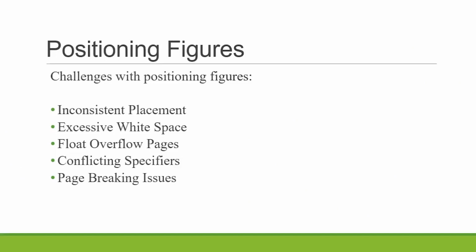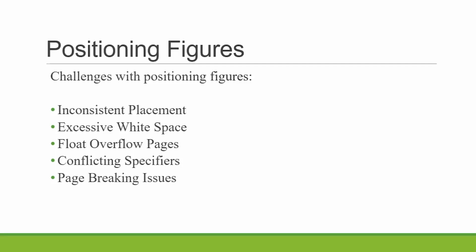While positioning figures in LaTeX, we face a lot of challenges, like inconsistent placement. LaTeX may move figures far from their definition point, leading to confusion for the reader. This occurs when there's insufficient space on the current page or due to other floating elements like tables. Next, excessive white space. Poor float placement might leave large gaps in the text, disrupting the document's flow.